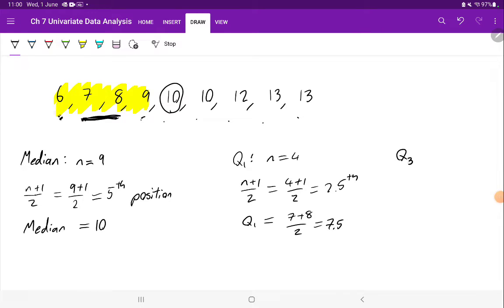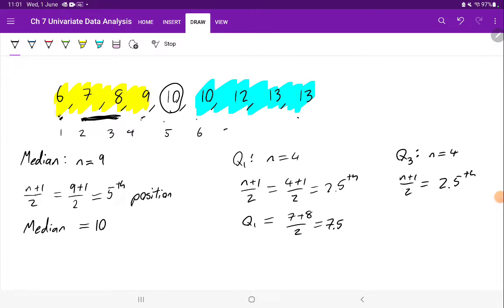For Q3, on the other hand, n is also equal to 4. There's only 4 numbers. So since n equals 4, (n plus 1) over 2 is also going to be equal to 2.5. It's also going to be in the 2.5th position. But it's not going to be down here. It's actually going to be 2.5 positions above the 5th position. All right, so if we want to count from just here, it's the 1, 2, and then a half. So in between these two. But counting from the beginning, it's actually the 6th, 7th, and 8th.